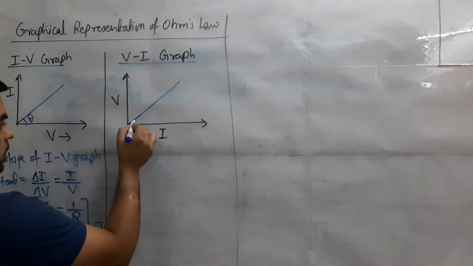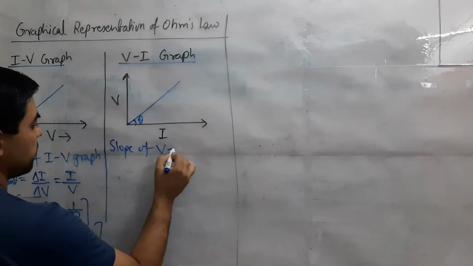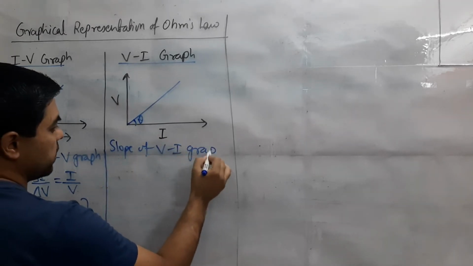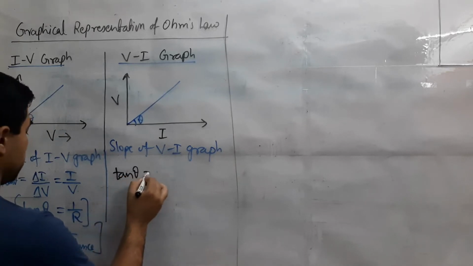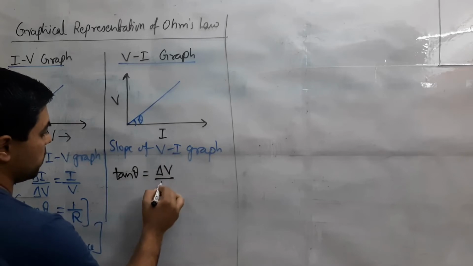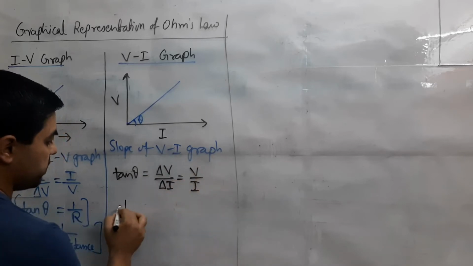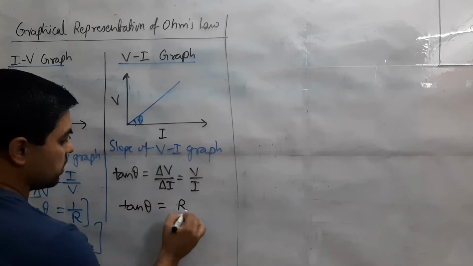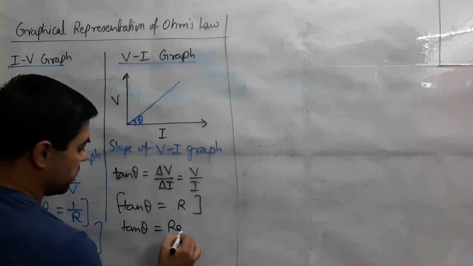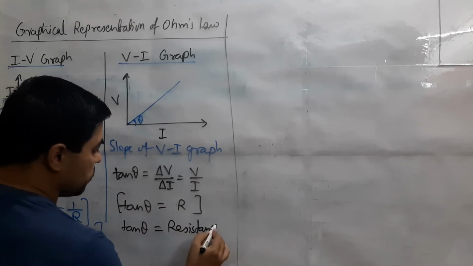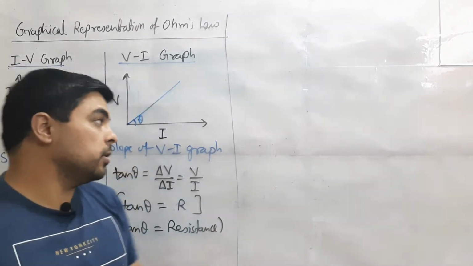In this case, the angle is again theta. So the slope of the VI graph, if we are representing it, is tan theta, as change in y-axis quantity upon change in x-axis quantity. That means V upon I, and V upon I we have already observed as R. So this is the expression: tan theta is equal to resistance, and here we can say greater the slope, greater will be the resistance of the conductor.